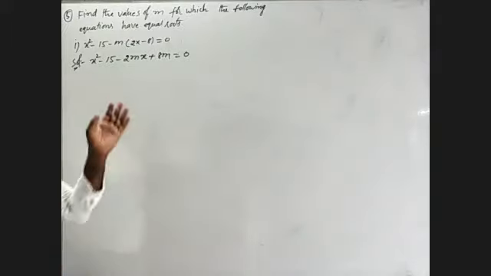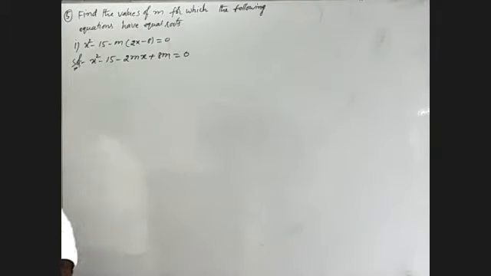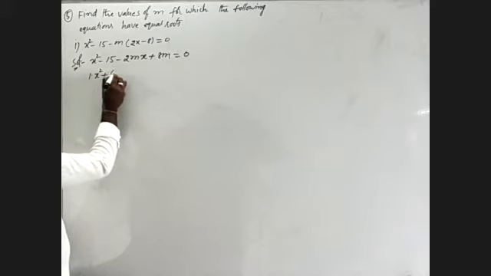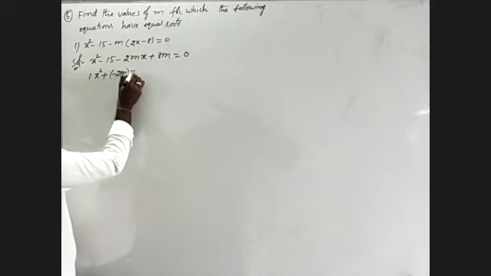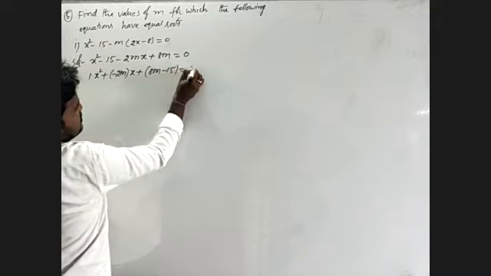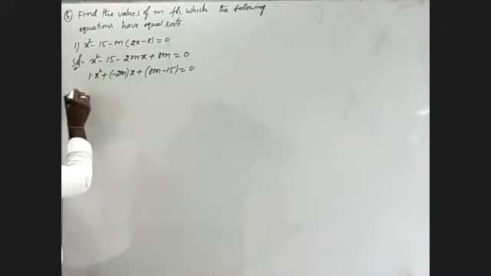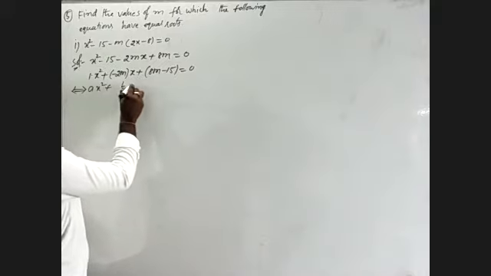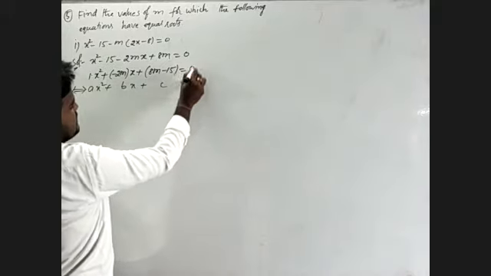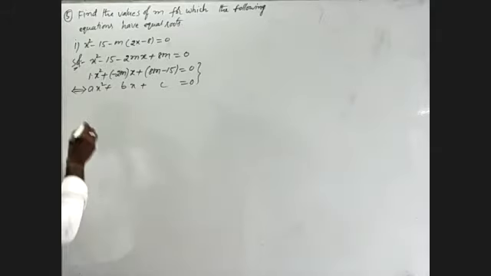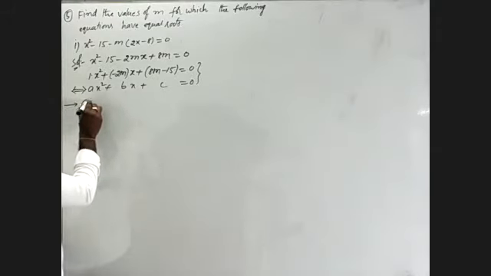Observe. First we have to write this given equation as a quadratic equation. I will write 1 into x square plus of minus 2m into x, after that plus 8m minus 15 is equal to 0. The given one can be compared with ax square plus bx plus c is equal to 0.